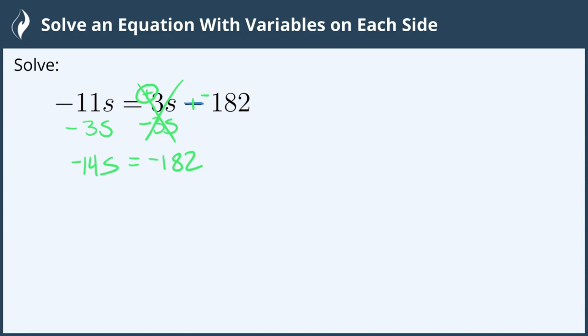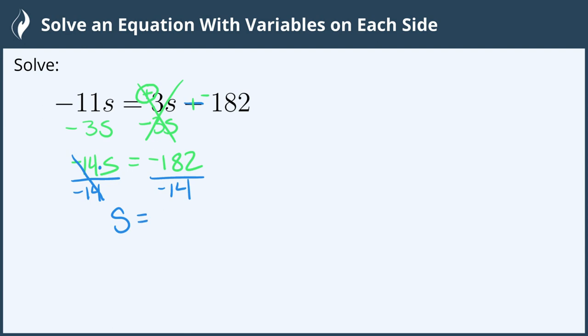Now that we've combined all of the variables on one side of the equal sign, we need to continue isolating the variable by finding all of the operations around the variable and doing the opposite to negate them. Since negative 14 is being multiplied to s, the opposite will be divide by negative 14, and doing this on both sides to keep the equal sign balanced.